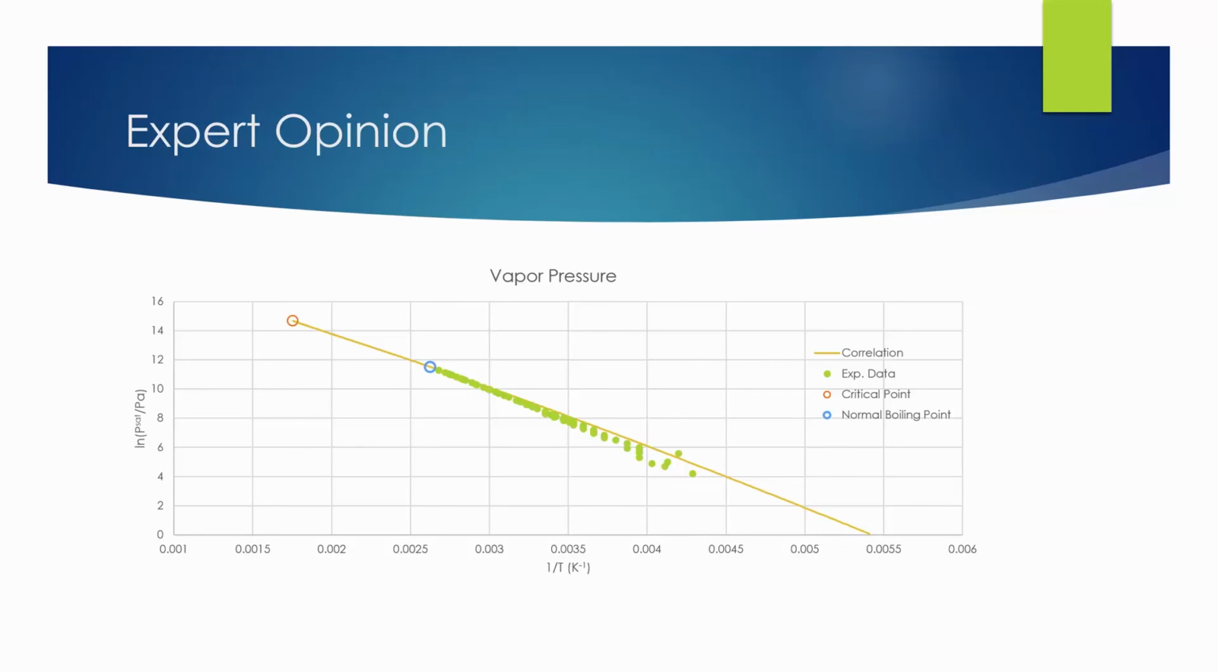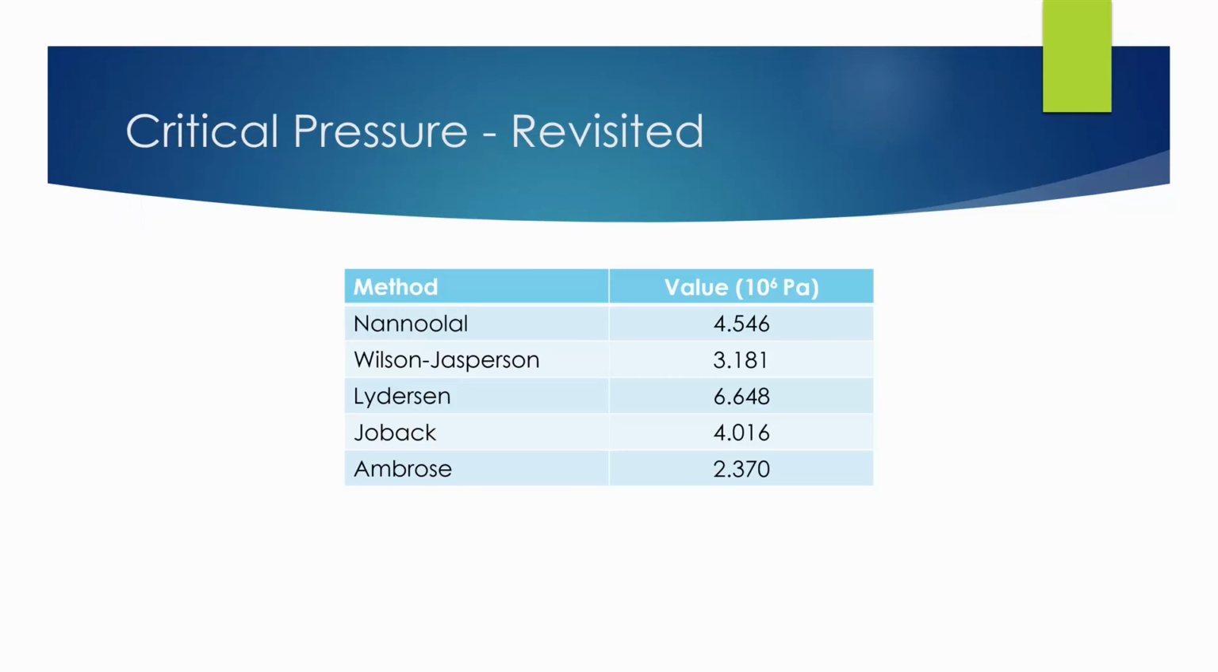The reviewer did not like throwing out the experimental vapor pressure data as it came from multiple reliable sources. Based on previous experience, the reviewer also knew that the value of the critical pressure can drastically alter the vapor pressure, heat of vaporization, and liquid heat capacity predictions. The reviewer went back and looked at the critical pressure.